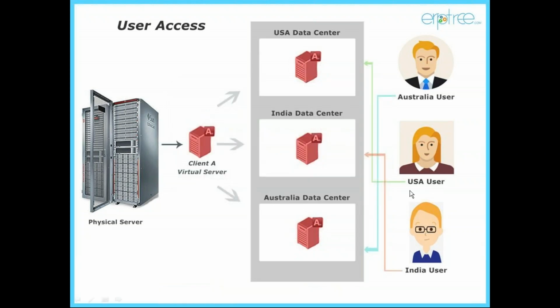If a US user is trying to connect to that instance, say the pod, the URL will identify from which location the user is trying to connect, and it will route that connectivity to the nearest data center. So that is possible in cloud computing.